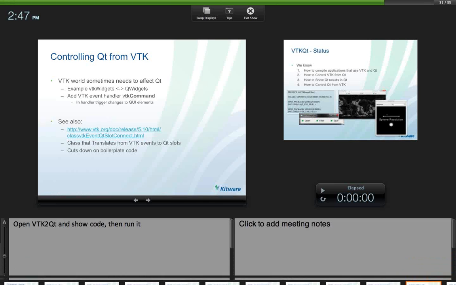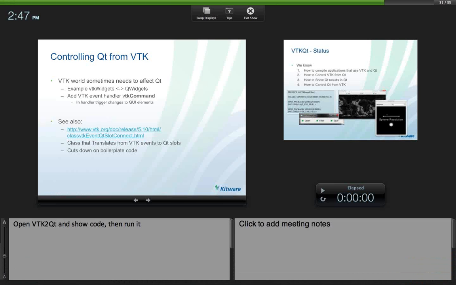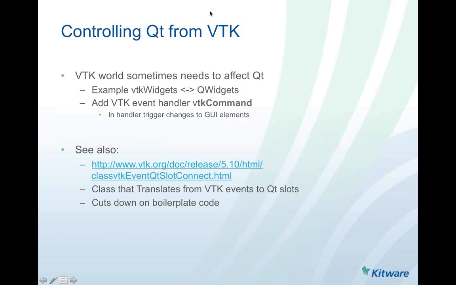So now we know how to link VTK and Qt together. We know how to control VTK from Qt and how to show things in VTK space within our Qt application. But occasionally it's important to do the opposite process. We have been controlling VTK from Qt, but in some cases, for instance when you're using VTK widgets in the scene, you want VTK to control the Qt scene.